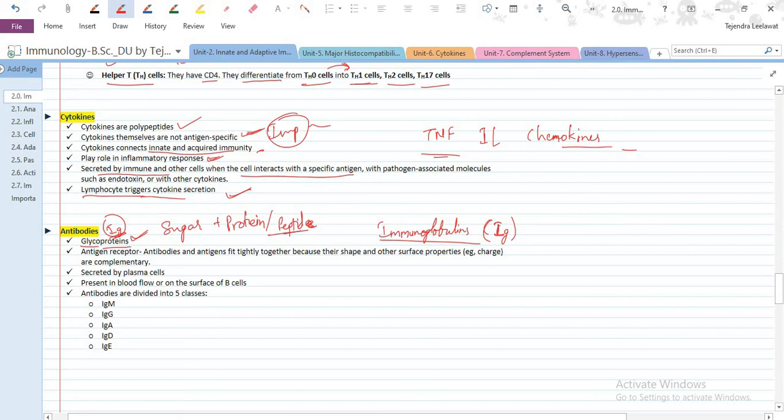So what is the function of the antibody? Antibodies receive the antigens which are moving in our body whenever they come in. The antibodies released in our body try to find out where the antigen has come. Antigen receptors are present on these antibodies. Antibodies and antigens fit tightly together because their shape and surface properties, like charge, are complementary.